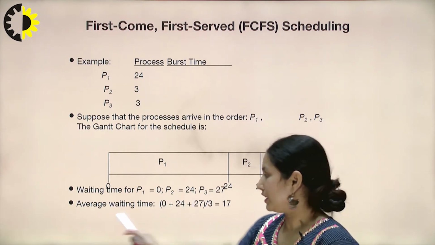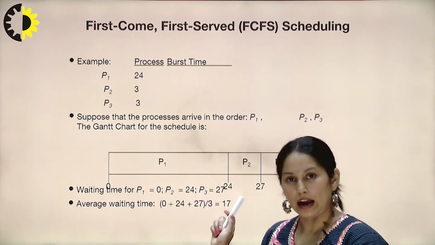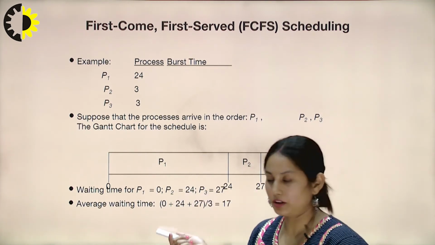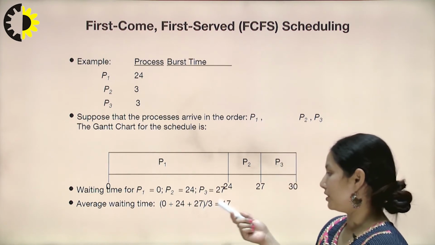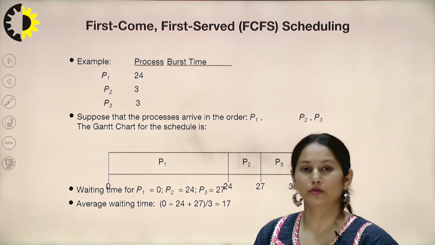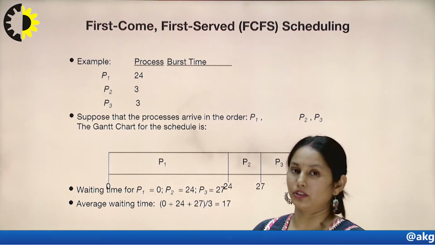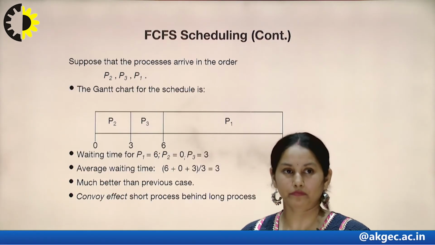Now the average waiting time is, you add all these and divide by the number of processes. So 0 plus 24 plus 27 divided by 3 is equal to 17. So 17 is the average waiting time for all the processes for the CPU execution.